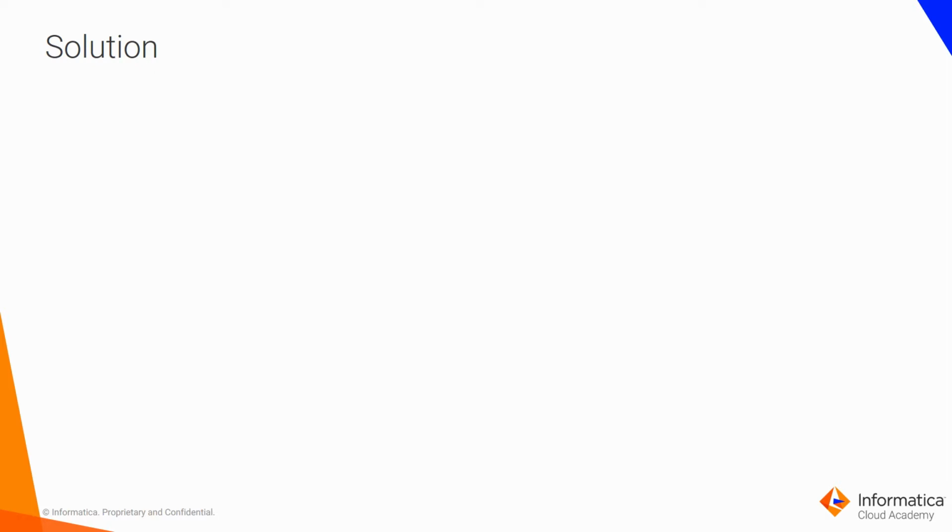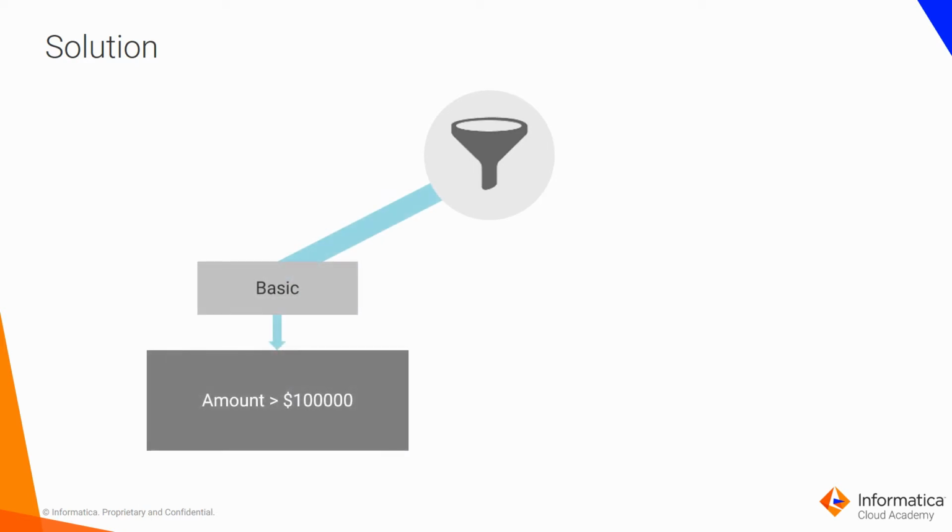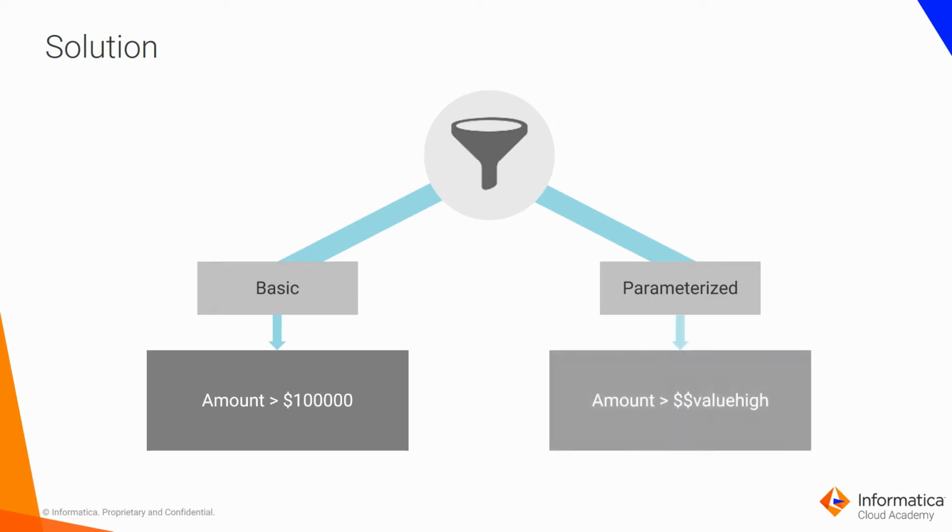Based on the examples we discussed, let us discuss how we can meet the business need of the organization. To meet their requirements, they can use filters, which can be of two types. First is a basic filter, where amount will be greater than $100,000. But in this case, we need to specify a fixed value of amount which cannot be changed. The second type is using a parameterized filter in a parameterized mapping, where the amount can be greater than a variable $value_high. Here, $value_high serves as a variable and can be reassigned any number of values.